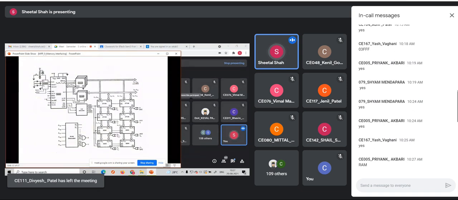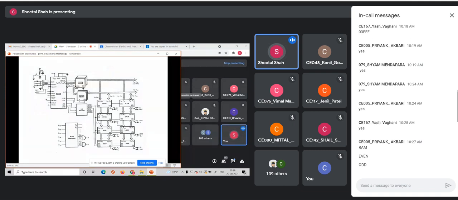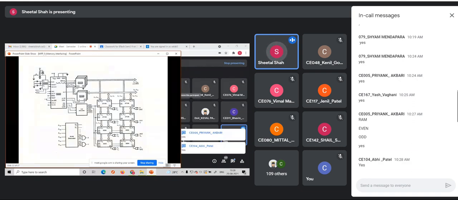And if A0 is connected to this, which bank is this? A0 is connected, so it is the even bank. That means this is the set 1 RAM IC even bank. Whereas here you can see that it is connected to the BHE bar signal. That means this is used to enable the odd bank of the RAM IC. Hope you are getting this. This is set 1. Is this clear? Okay. Now how about set 2?